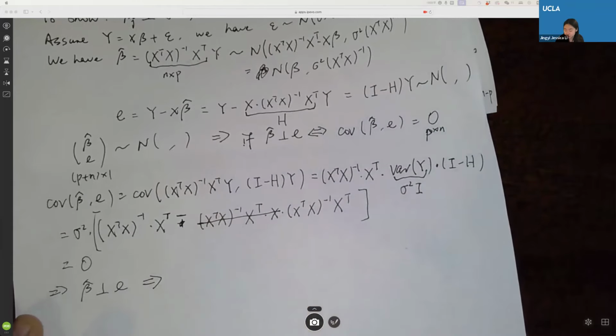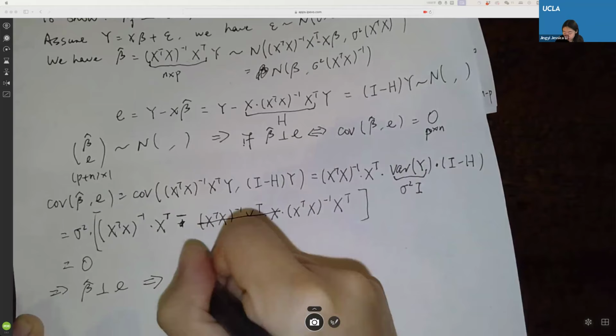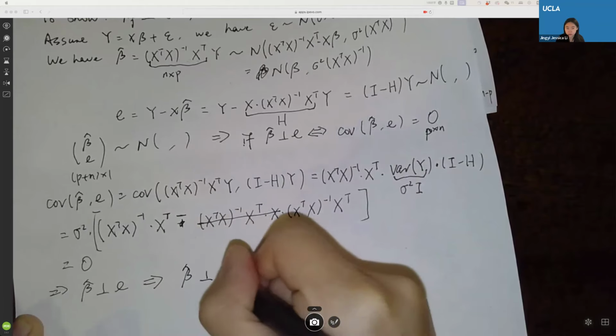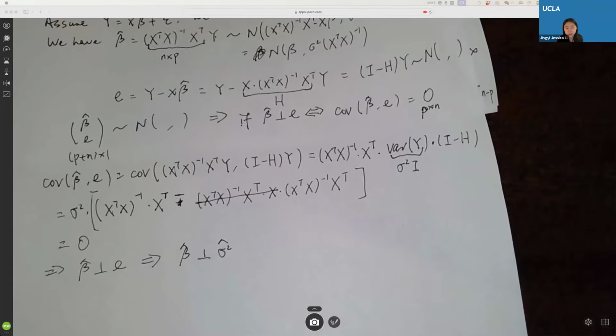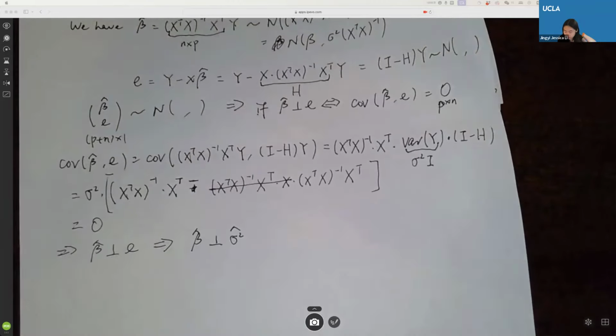And this further gives us beta hat is independent of sigma square hat, as sigma square hat only relies on the residual vector. So this is a very important result. This independence is necessary for the T distribution of our T statistic. So coming back out of the theory here, the T statistic in practice is what we use to decide whether a particular predictor J has any effect on the response. Okay, so this is for testing one predictor.